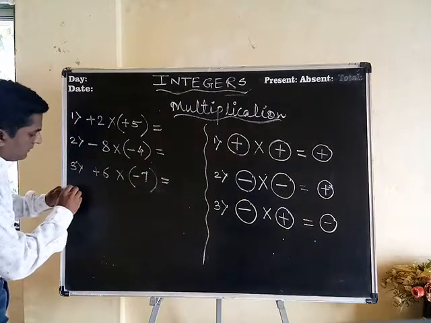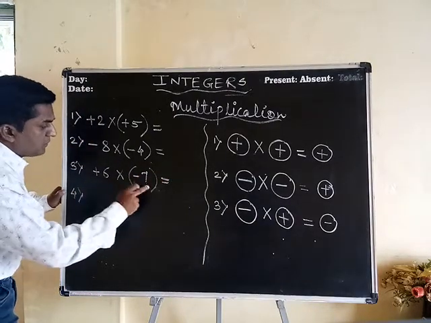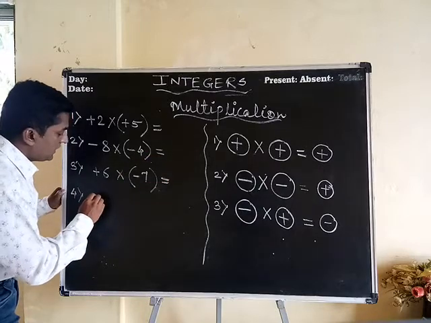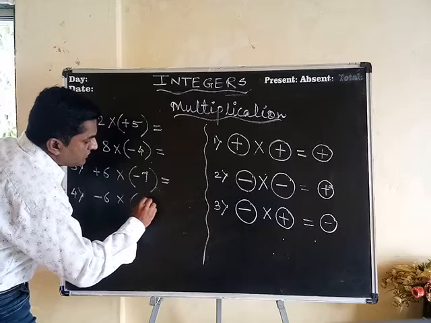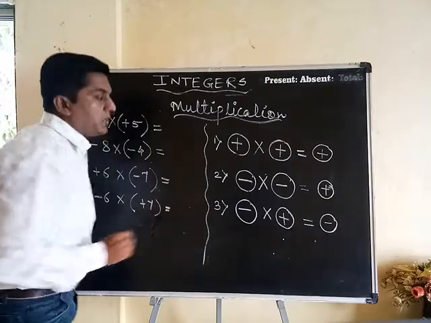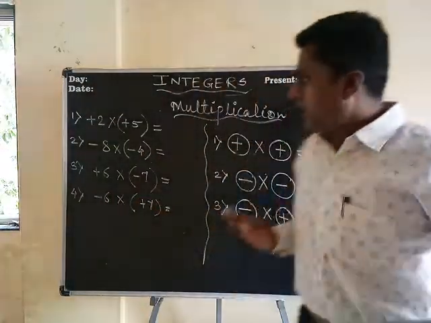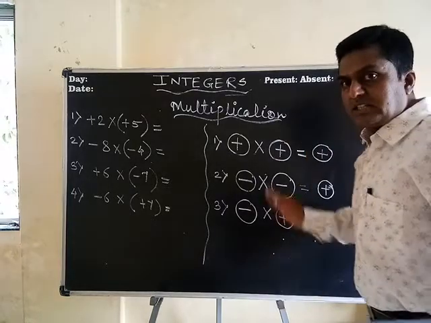And the fourth sum I am keeping for you here. Same numbers but the signs I am changing. Here I am taking negative 6 multiplied by positive 7. Now let us start. Very easy it is. Let us follow all the rules and start solving it.